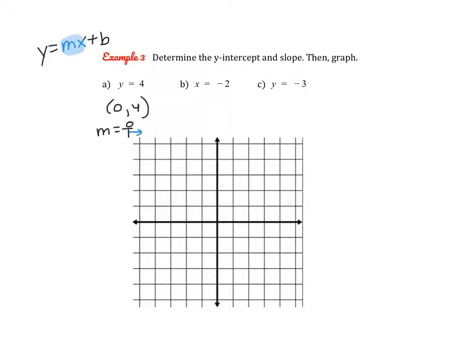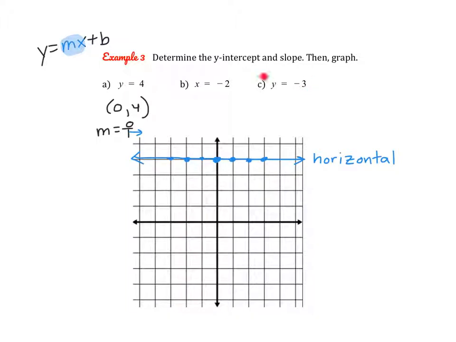What happens if our slope is 0? So here's my y-intercept at 0, 4. If I don't move up or down, but I just move right 1, right 1, right 1, or left 1, left 1, left 1, what you'll see is that we get a horizontal line. So anytime you just see y equals a number, you are always going to get a horizontal line. You can still find the y-intercept, but your slope is actually 0. And it makes sense because it's just a flat line. It's just like a flat road that has no slant or hill to it.